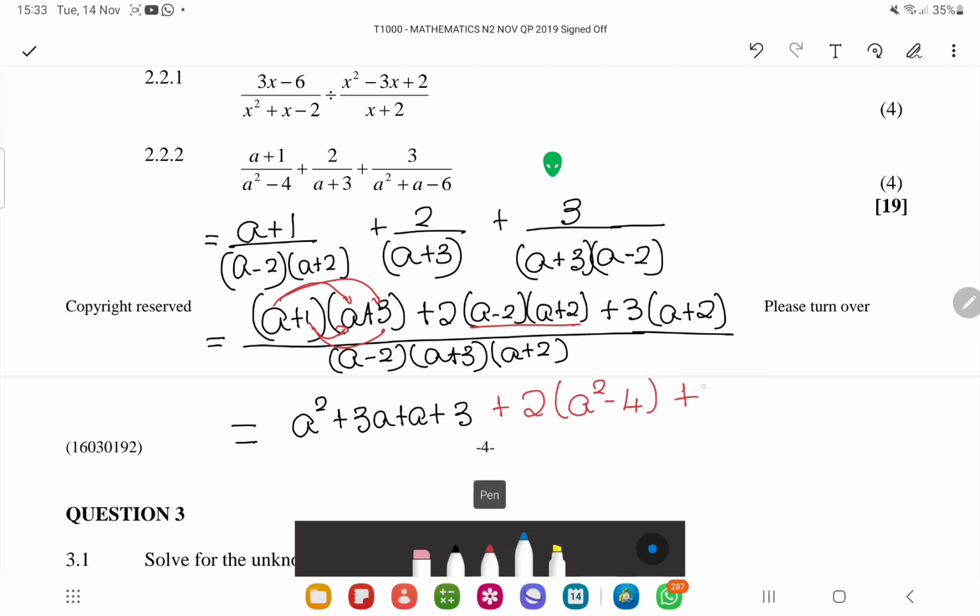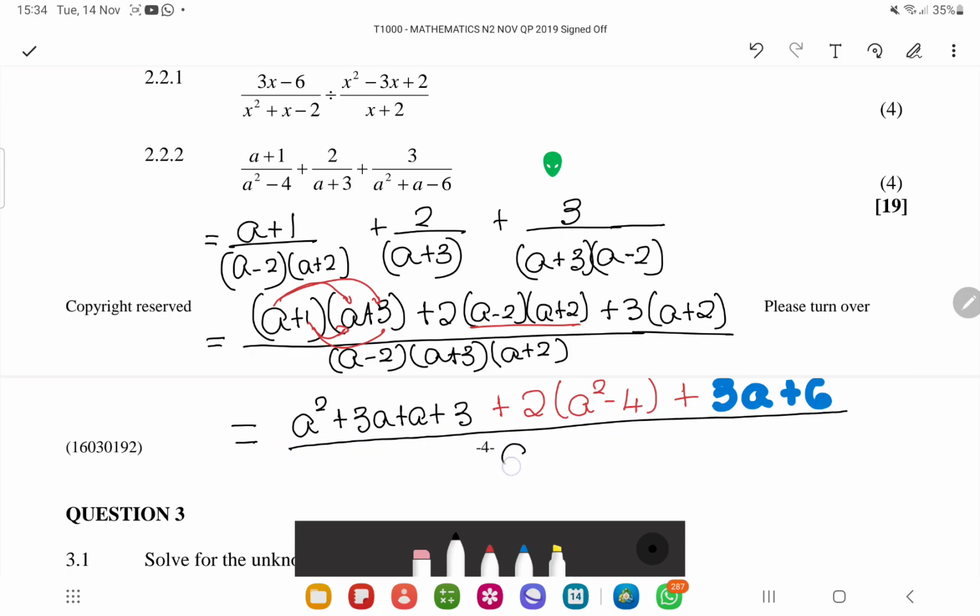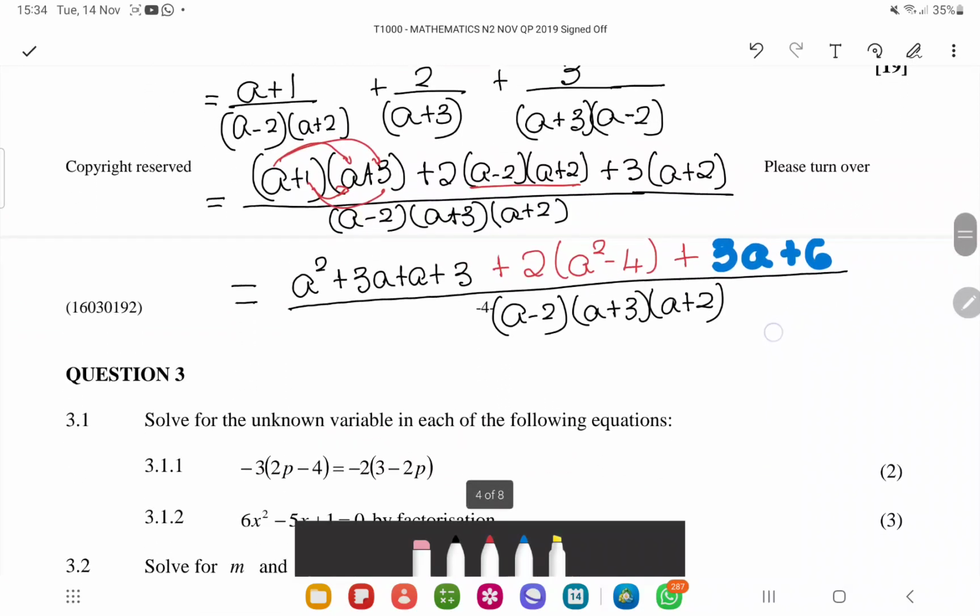So when we get to this stage, we're going to remove the bracket. That will be 3a, and then plus, obviously, 6, because that is 3 times 2. Then we're going to divide everything by what we had, which is a minus 2, then a plus 3, then a plus 2. We are going somewhere.